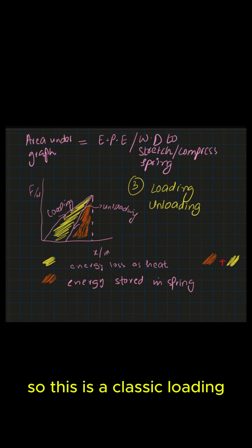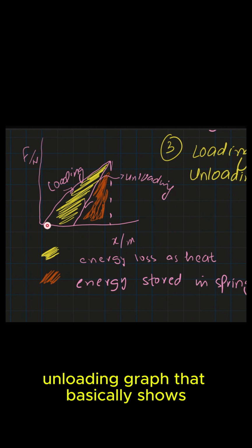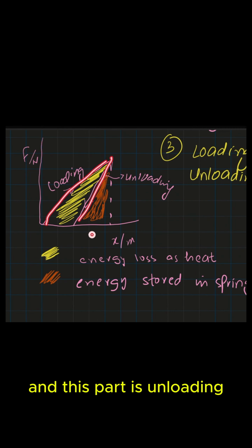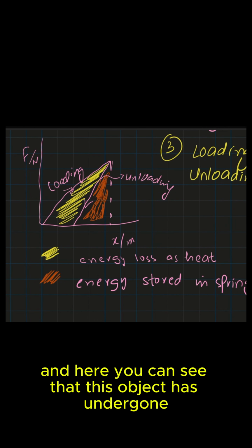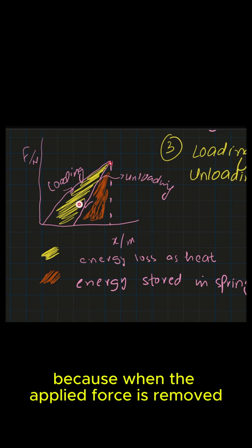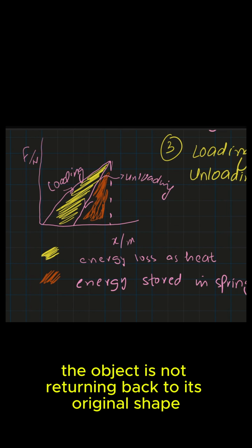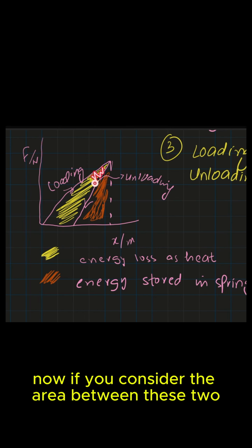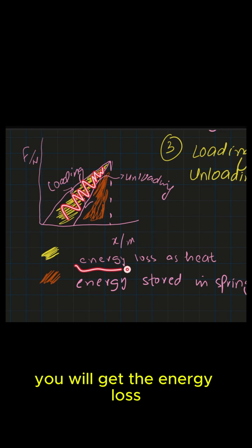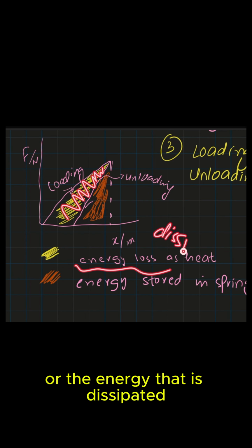So this is a classic loading unloading graph that basically shows this part is the loading and this part is the unloading, and here you can see that this object has undergone plastic deformation because when the applied force is removed, the object is not returning to its original shape. Now if you consider the area between these two loading and unloading parts, you will get the energy loss or the energy that is dissipated.